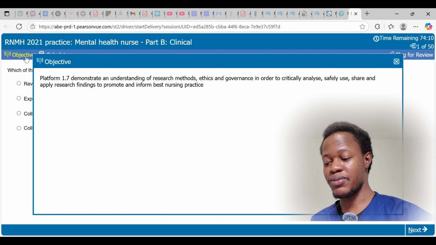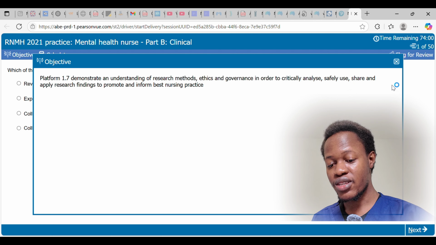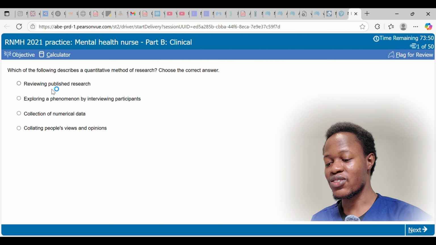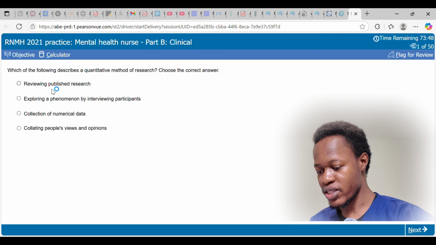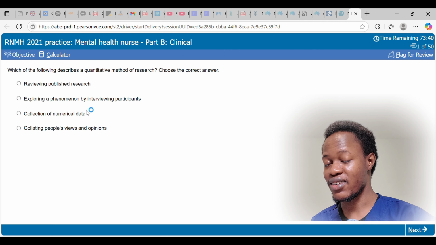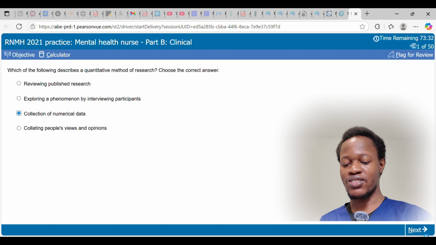Okay, let me click on this objective for you to see. Demonstrates an understanding of research methods, ethics, and governance in order to critically analyze, safely use, share, and apply research findings to promote and inform best nursing practice. So the question says to describe a quantitative method. That is something that can be quantified. So we know that it is not reviewing published research. It is not exploring a phenomenon by interviewing participants. It is collection of numerical data, because that is the only thing that can be quantified in these given options.